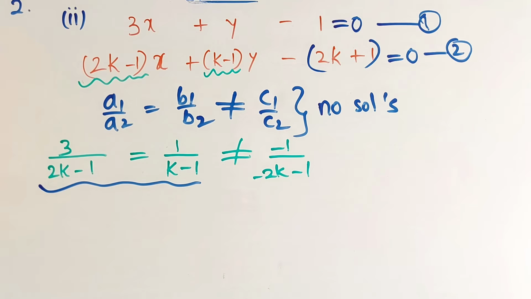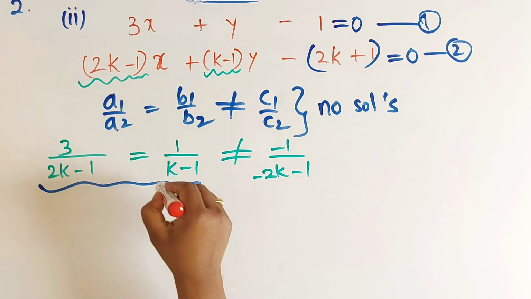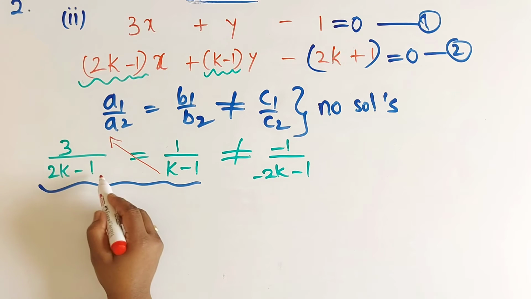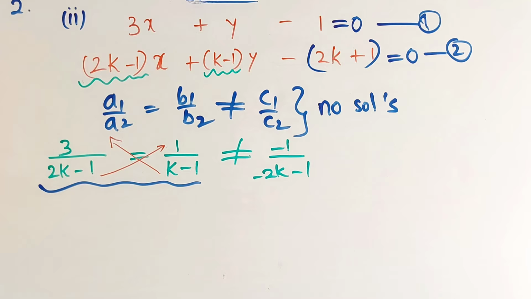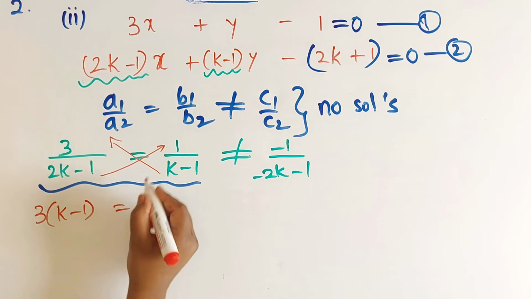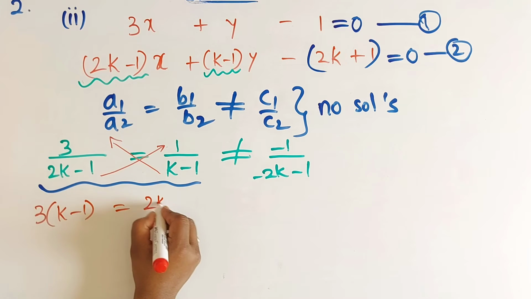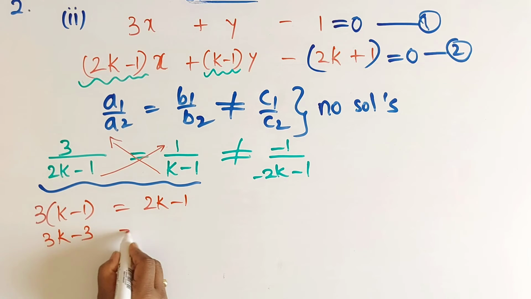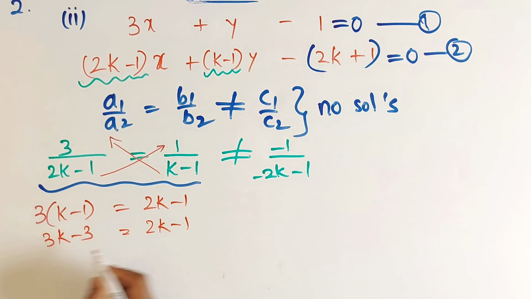What we have to do? We have to do cross multiplication. Send this k minus 1 to the left hand side and send this 2k minus 1 to the right hand side, children. Correct? So 3 of k minus 1 is equal to 1 into 2k minus 1, which is 2k minus 1. Correct, children? 3k minus 3 equal to, I am multiplying with 3, 3k minus 3 equal to 2k minus 1.